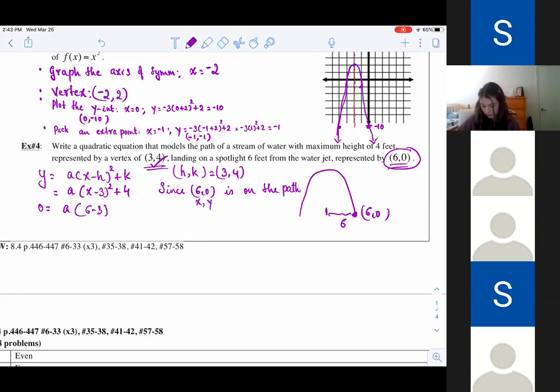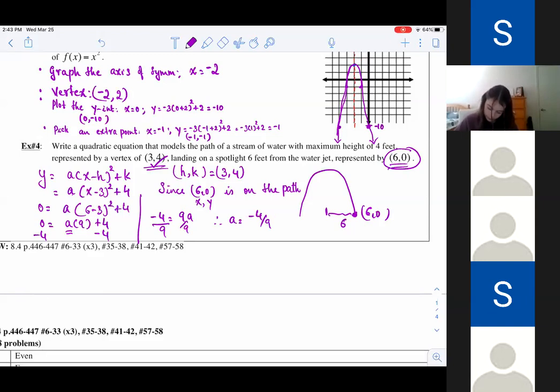6 minus 3 quantity square plus 4, 0 is equal to A parentheses. This is 9 plus 4. And you are asked to find what A is. So you subtract 4 first. We have -4 is equal to 9A. Divide by 9 on both sides. Therefore, your A is equal to -4/9.